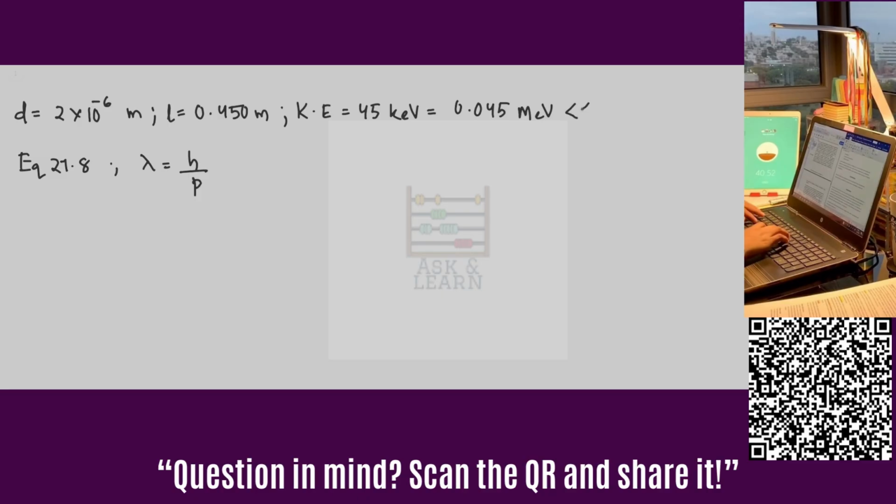Now this is much less than the rest mass energy, which is equal to mc square, and for an electron this is equal to 0.511 MeV. So because of this we can use classical formulas for P over here. So P will then be equal to root over 2 times mass times the kinetic energy.